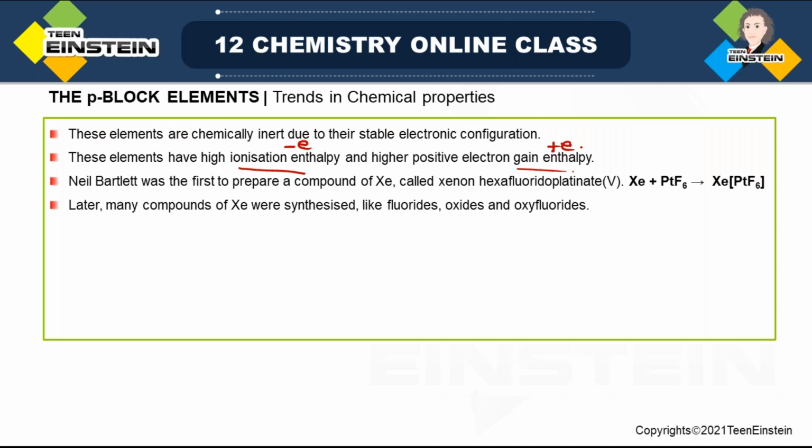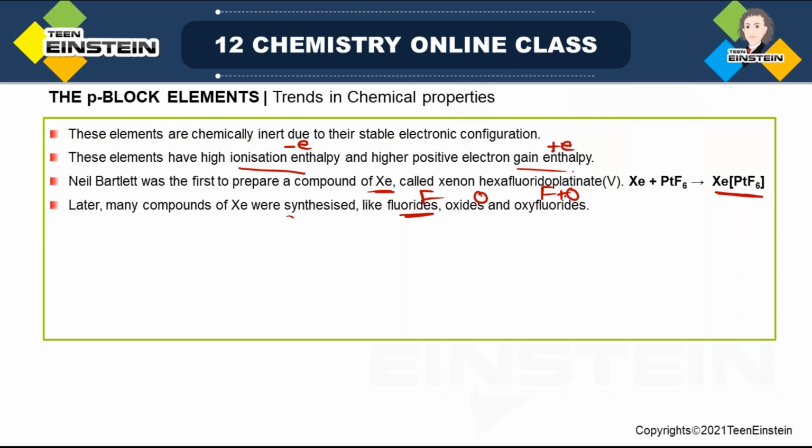Okay, so that is why their compounds are very rare. And how were the first compounds of inert gases discovered? Neil Bartlett was the first to prepare a compound of xenon. So this is the first reported compound, and it is xenon hexafluoridoplatinate, this molecule. Though later many compounds of xenon were synthesized, that is, xenon reacting with fluorine, oxygen, and both fluorine and oxygen. So mostly these two will react with inert gases because these two are the most electronegative elements in the whole periodic table.